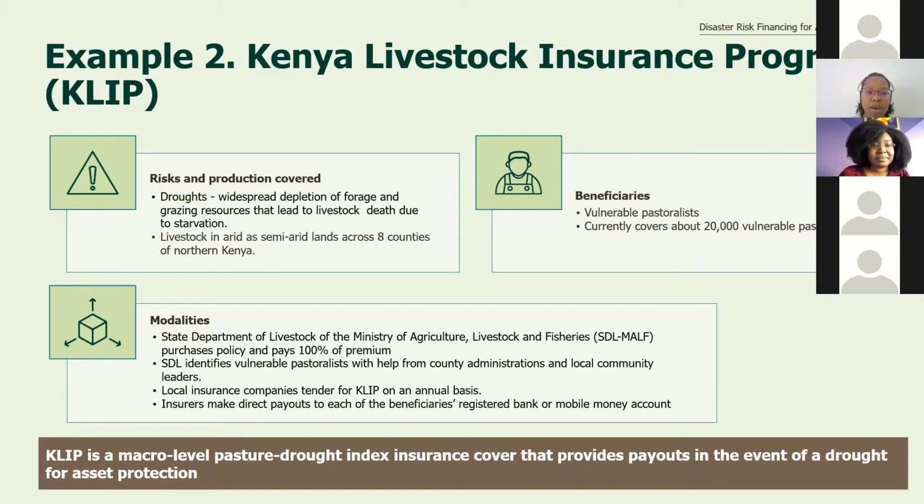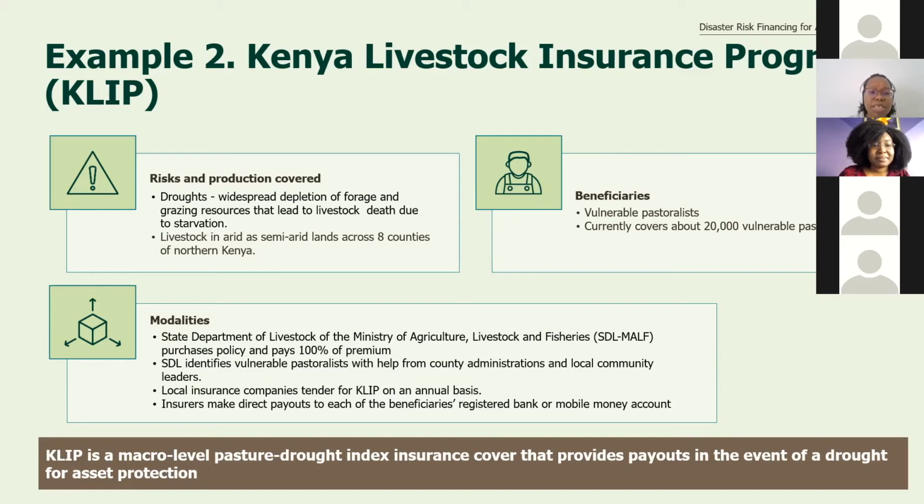It's to enable farmers to keep their core breeding livestock alive when a disaster occurs. Asset protection is the objective, rather than livestock, to prevent livestock mortality. In terms of the risks that are covered, predominantly it is drought. That's the major peril facing pastoralists in the arid and semi-arid lands of Kenya in the northern areas. As of last year, the program had reached 20,000 vulnerable pastoralists with cover.